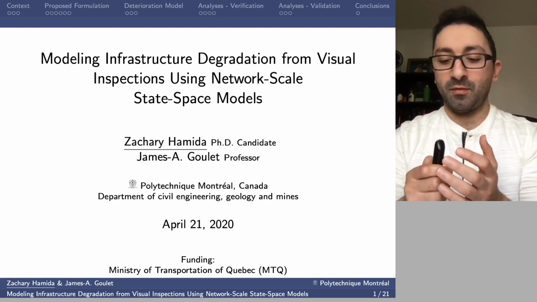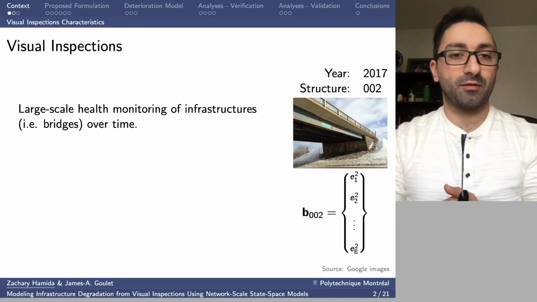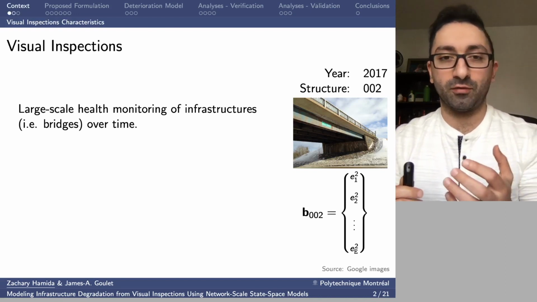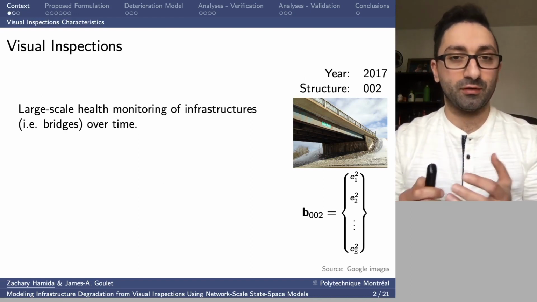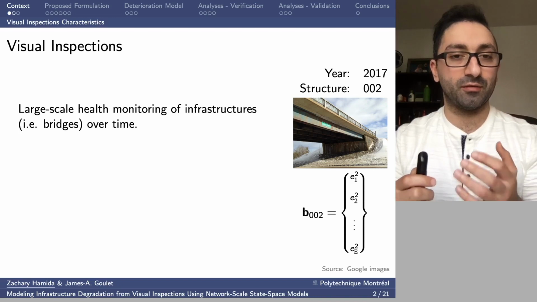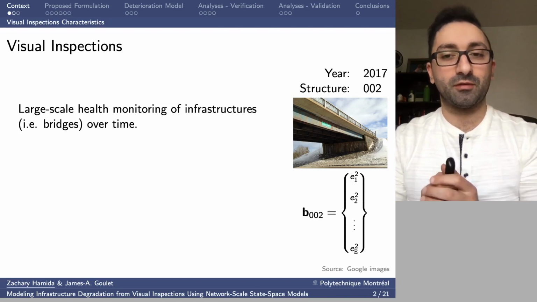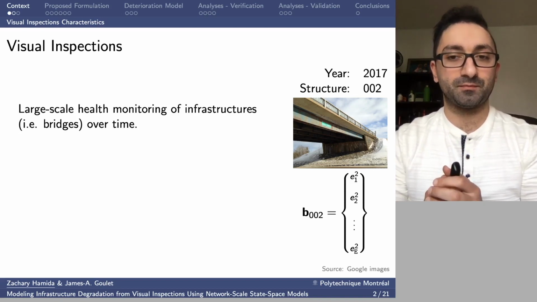Now first, what are visual inspections? Visual inspections is a monitoring technique that's utilized on a large scale to monitor the deterioration behavior of infrastructures over time. In our case, these infrastructures are really the bridges.